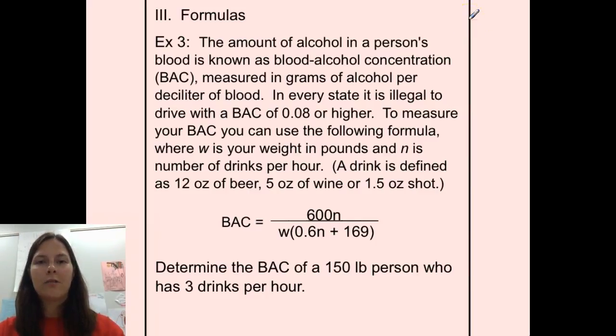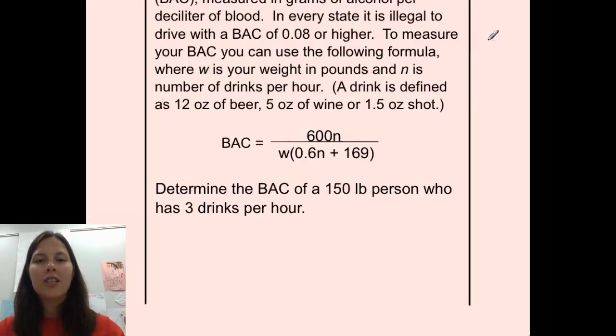Finally, we're going to take a look at a formula. There's a lot of words on this page, but it's basically just explaining what the parts of the formula are. This formula is for the blood alcohol concentration, depending on your weight and how many drinks per hour that you have. In addition, it's giving us the legal driving limit, which is 0.08 or higher. That means if you have a blood alcohol concentration of 8% or more, it is illegal for you to drive in every state in our country.